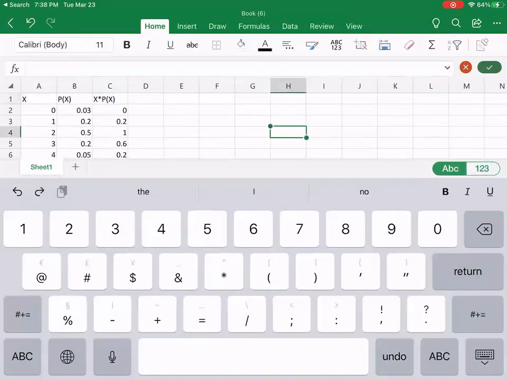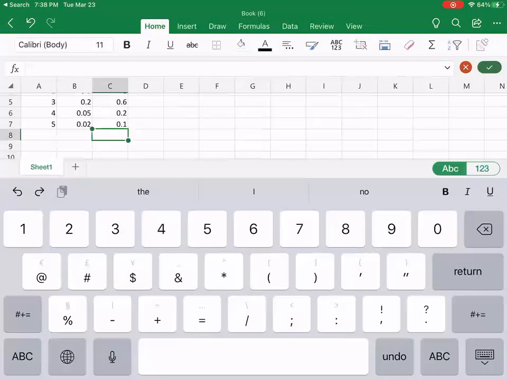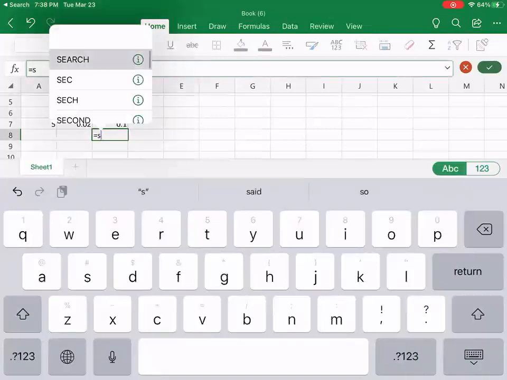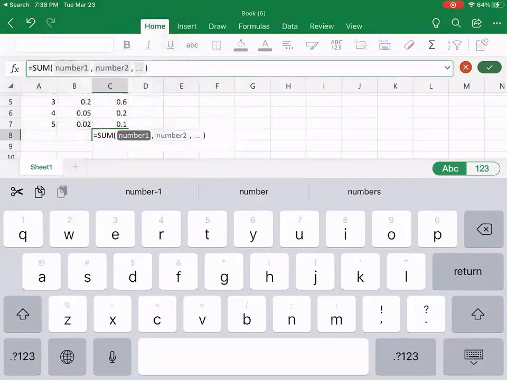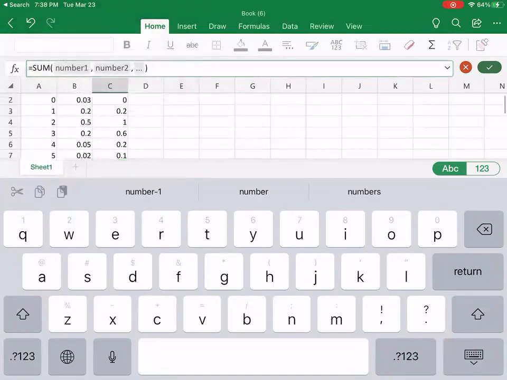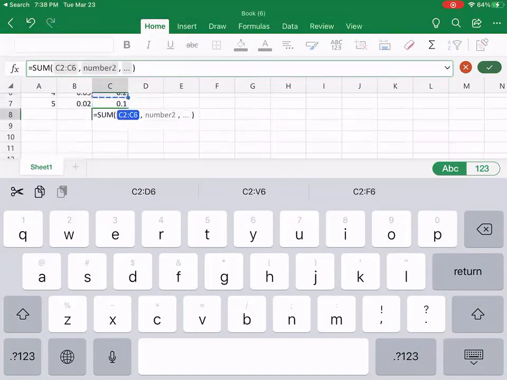That's every X times the probability of X. The last thing I want to do is sum those up. So this equals, I'm going to use the sum function right here. Drag down. Sum those values.